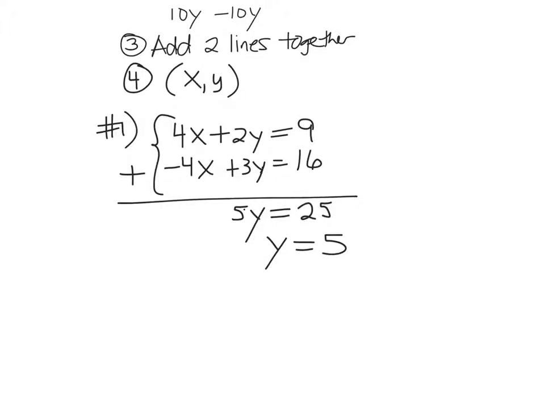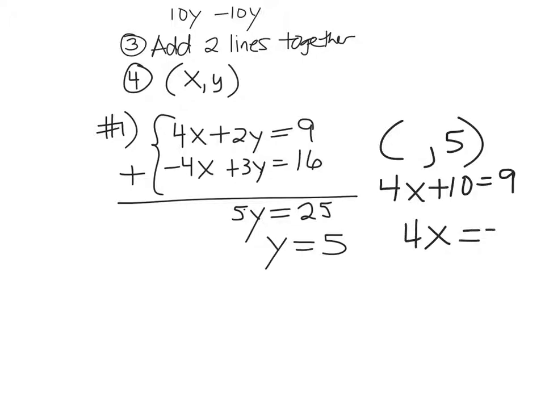Don't forget, step 4 says we've got to go back now and plug it in. You can plug it into either one. Usually you want to choose the one with the nicer numbers. I'm going to go to equation 1 here. I'm going to plug 5 in for y so that I get 4x plus 10 equals 9. Subtract 10 to the other side. So then you get 4x equals negative 1. So x is negative 1/4.